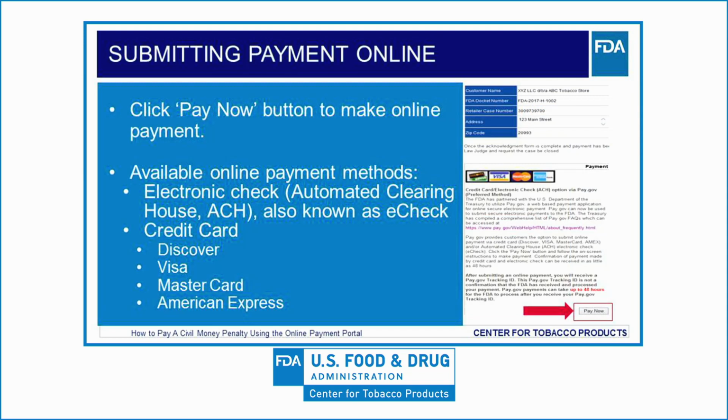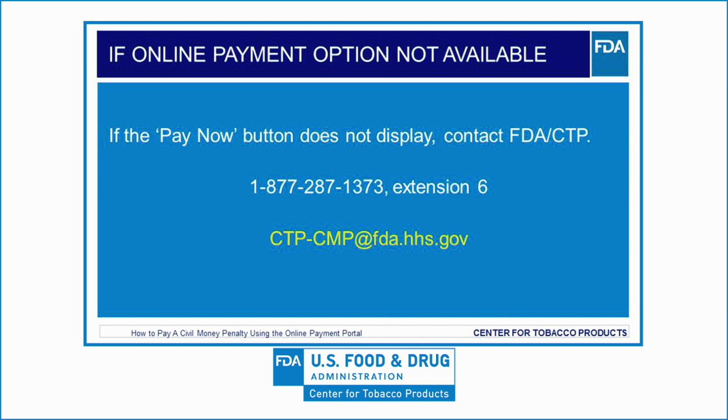Click the Pay Now button at the bottom left corner on the Payment Methods page to make an online payment via electronic check or credit card. Available online payment methods include electronic check, also known as e-check, or credit card payment through Discover, Visa, MasterCard, and American Express. You can also make payment by mail with a check or money order. Instructions on how to pay by mail will be displayed on the screen. If you decide to pay through these methods, checks and money orders must be made payable to the United States Treasury. If the Pay Now button doesn't display, contact FDA Center for Tobacco Products for further instructions.